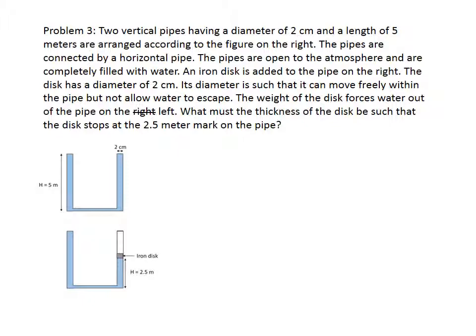Knowing the properties of the manometer, we know that the pressure within a continuous fluid on both legs of a manometer is the same at the same horizontal elevation. Therefore, if we drew a line immediately under the iron disc on the right, that pressure would be the same as the pressure on the left-hand side of the manometer, which we'll call P1, and P2 equal to the pressure on the right-hand side.